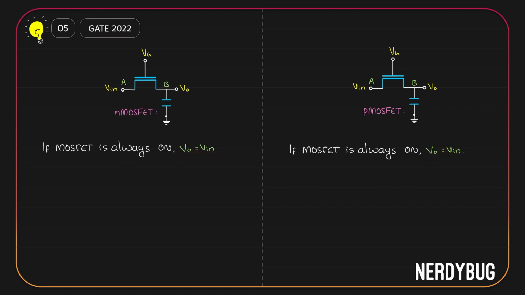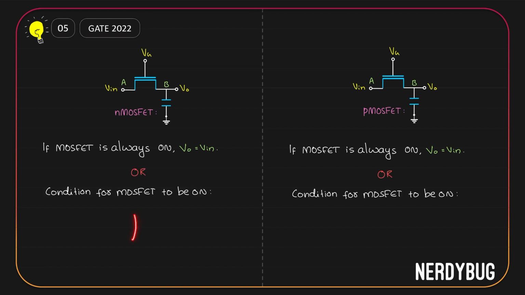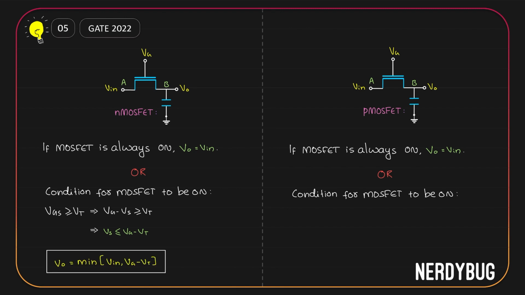Otherwise, we'll have to check the condition for which the MOSFET will be on. In the case of an nMOSFET, the condition is that VGS should be greater than or equal to the threshold voltage. Or we can write VG minus Vs is greater than or equal to threshold voltage. That means source voltage should always be less than or equal to Vg minus Vt. So if the MOSFET is always on, output will be equal to input. But if Vg minus Vt is less than the input, then that will be the output. That means V output is the minimum of V input and Vg minus Vt.